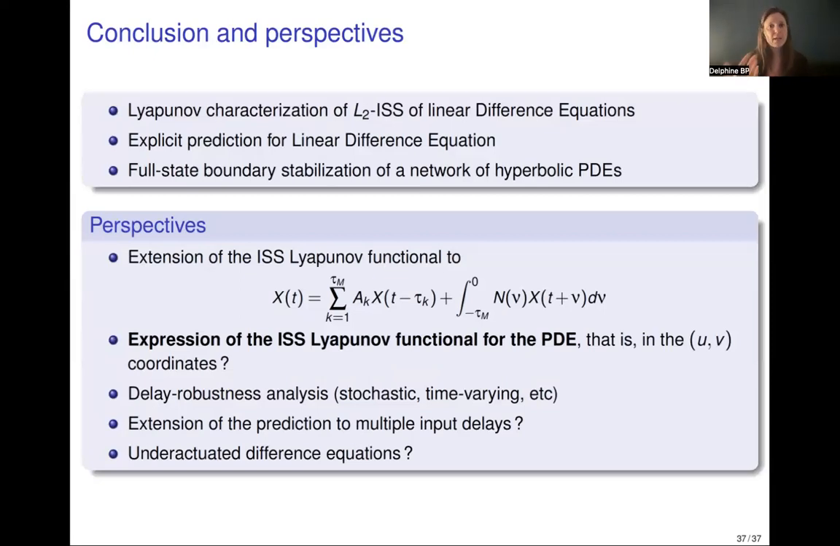For instance, when we are looking at cases where we're controlling the system through a prediction, as in the example I was showing. I went a bit quickly on this last part, but regarding the prediction, we have a lot of questions that come to mind now that we have a first design. Namely, we would like to extend it to multiple input delays, and also, and more importantly, study the robustness of all of this to delays which are uncertain, etc. And this will be done through the use of this ISS Lyapunov functional.